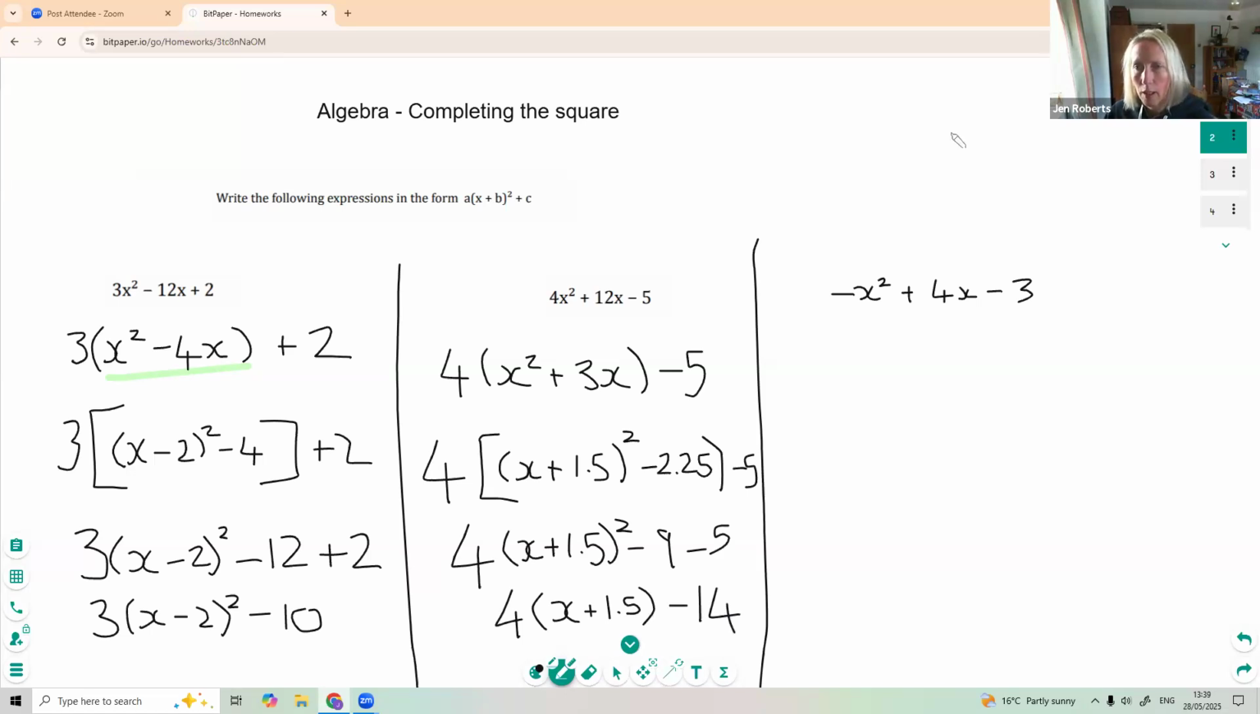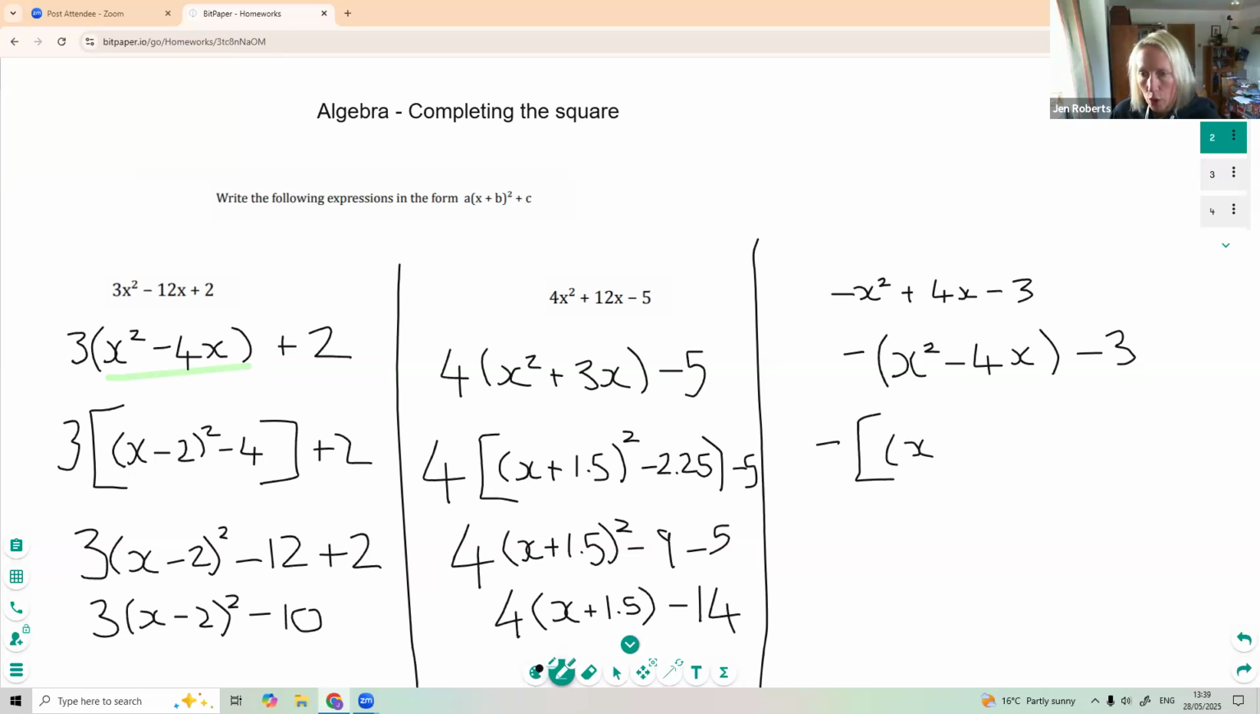Okay, this is a bit of a sneaky one you might get sometimes. We want 1x squared. We've got a minus 1x squared here, so I need to put it in brackets, which would mean I'd need a negative 4x here. Because if I expanded these brackets, I'd have minus x squared, negative times negative is positive 4x. And then do the rest as normal.